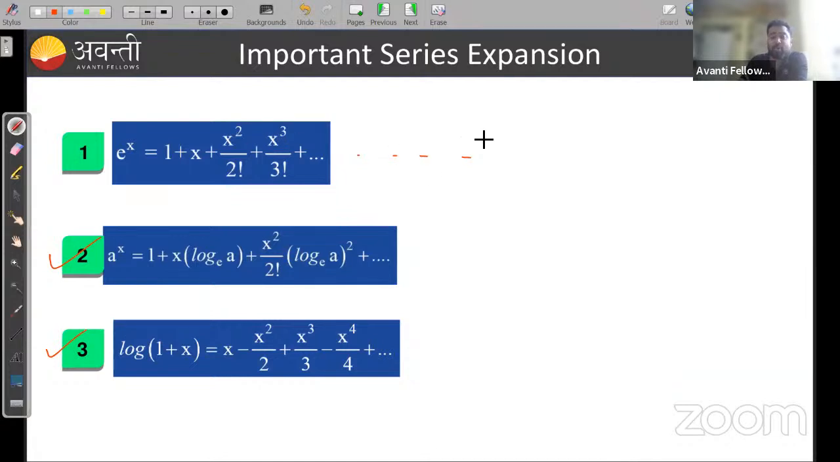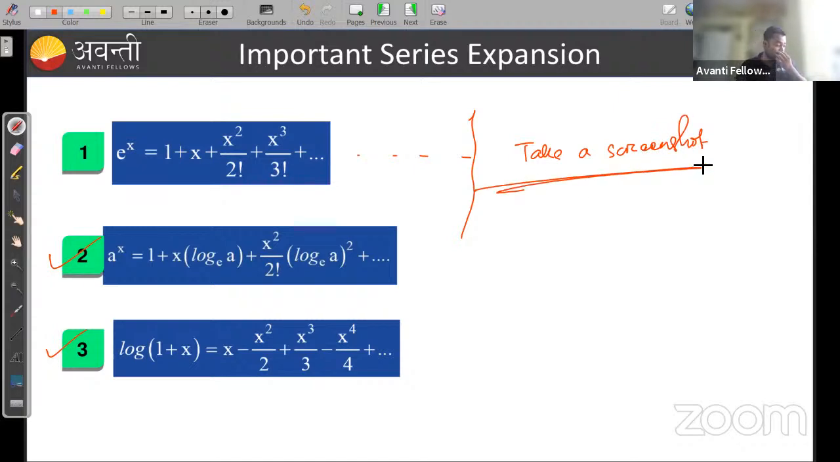You can take a screenshot of all these series expansions. Series expansion will help a lot to solve limit questions also. No need to go through how the series expansions happen now. When you do higher studies, then you will go through the derivation of all these series expansions like e raised to x, a raised to x, log of 1 plus x, right? So don't worry about it. Just remember all these expansions.